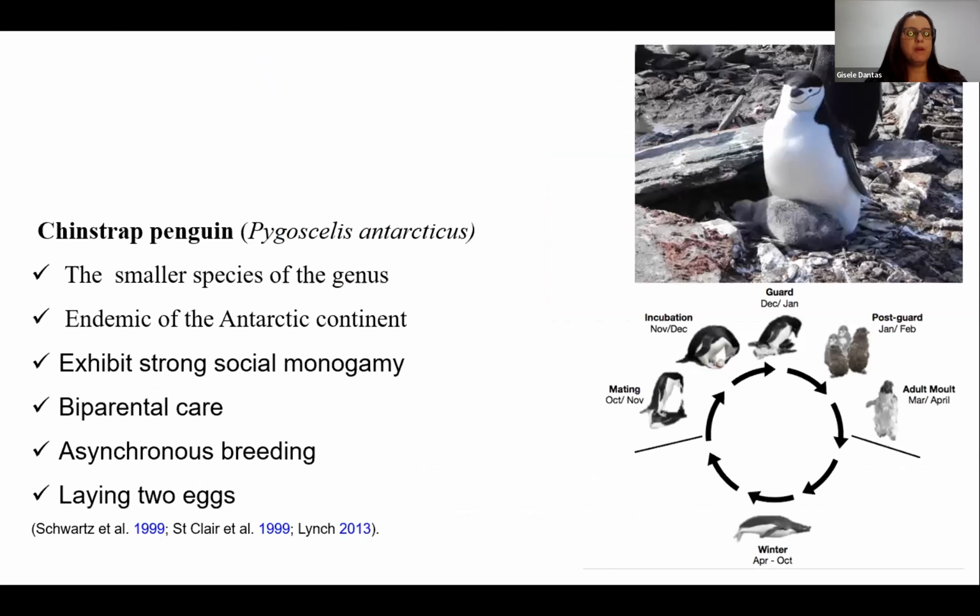The chinstrap penguin is the smaller penguin species of the genus Pygoscelis, endemic to the Antarctic continent, and exhibits strong social monogamy, biparental care of the eggs and the chicks too, asynchronous breeding, and lays 2 eggs too.